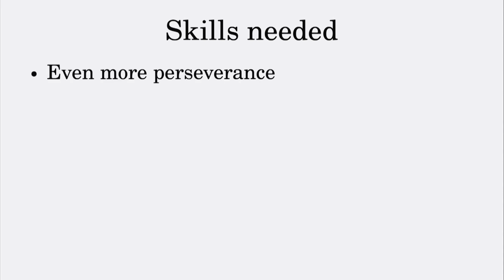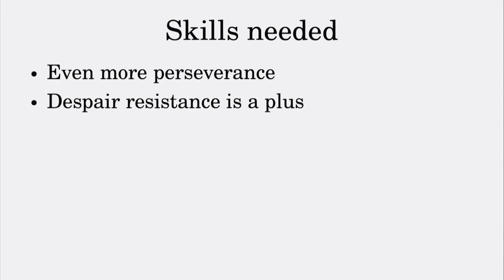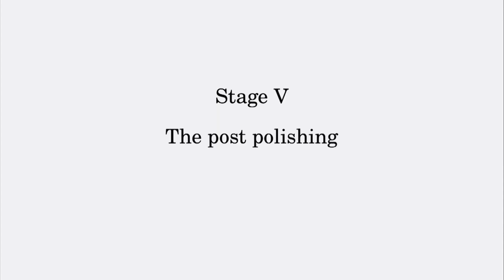And for this, what sort of skills do you need? Even more perseverance, because things you didn't see keep popping up. But you keep doing that. If you have despair resistance, good for you. It's going to be useful. But then you get stage 5, which is called the post-polishing.